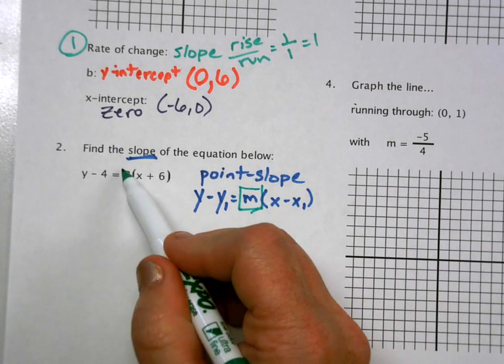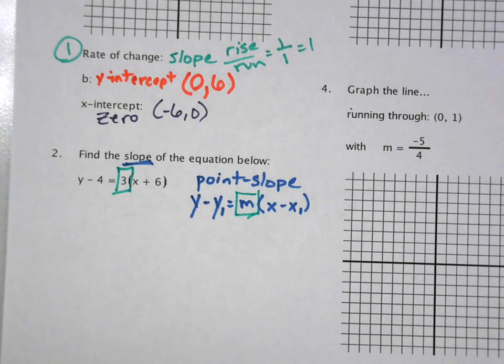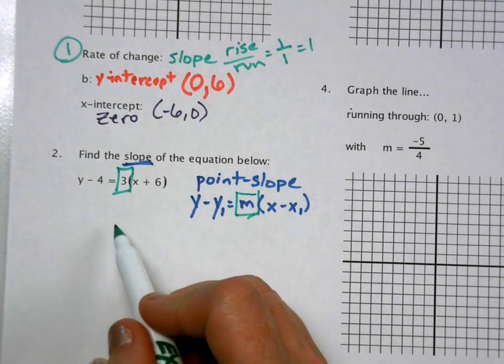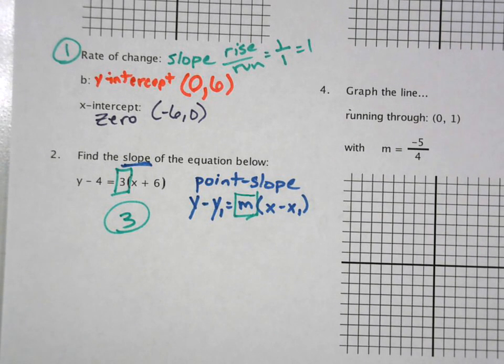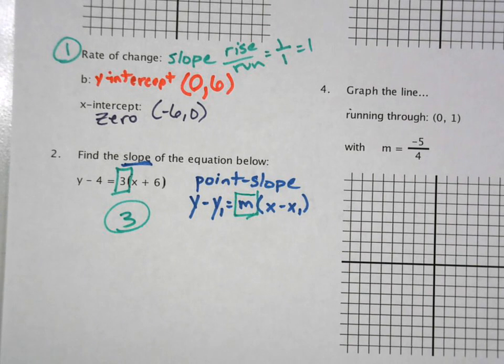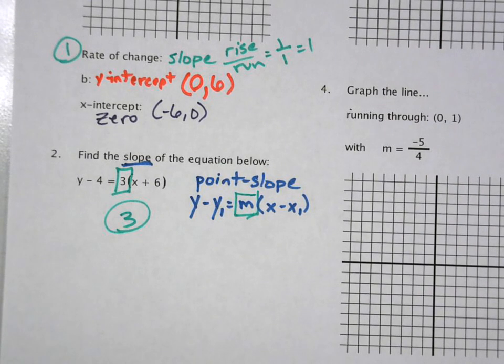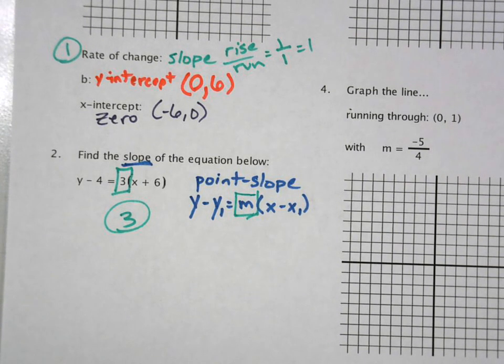So in my actual equation, what number is going to be my slope? 3. So the answer for number 2 is 3. If you answer m equals 3, I believe that Get More Math tells you it's in the wrong form. It doesn't want the m equals, it just wants the number. So if you get a pop-up window, it probably doesn't want b equals or m equals or whatever. It just wants you to answer the question.